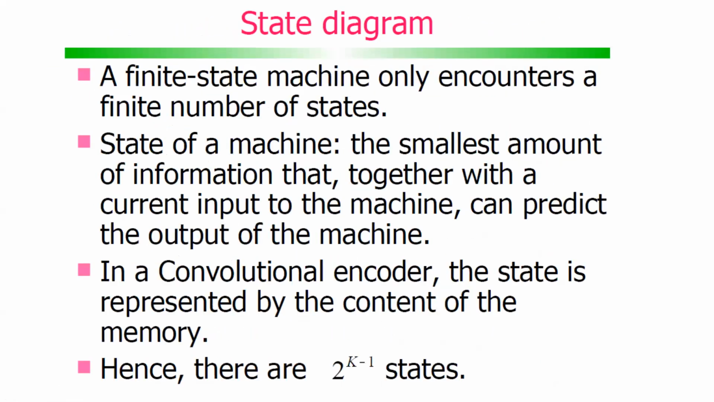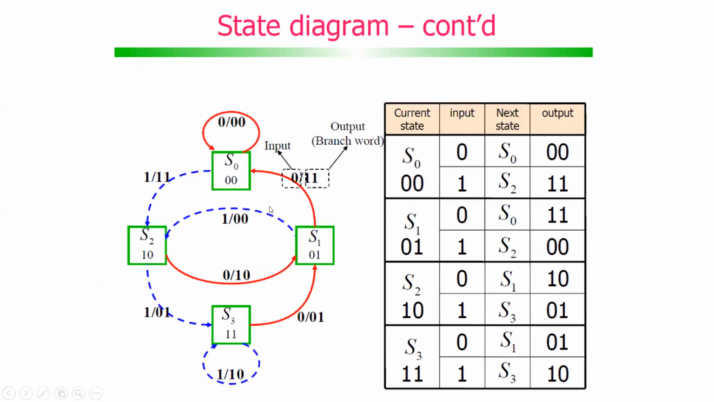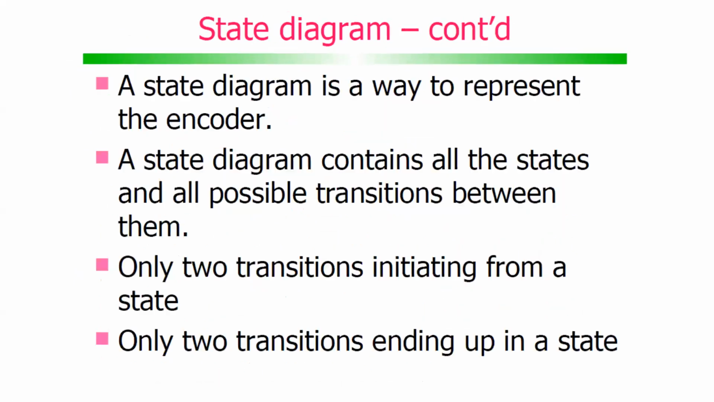All right. So the same encoder can be represented using a state diagram also. So let's see how the encoder can be represented using a state diagram. Let me come to the state diagram itself. So this is the representation of the same encoder structure.